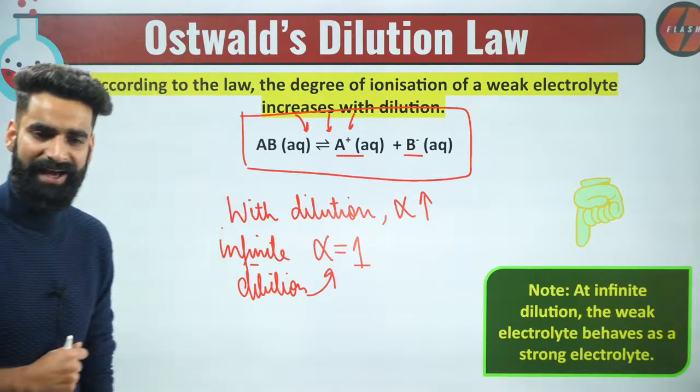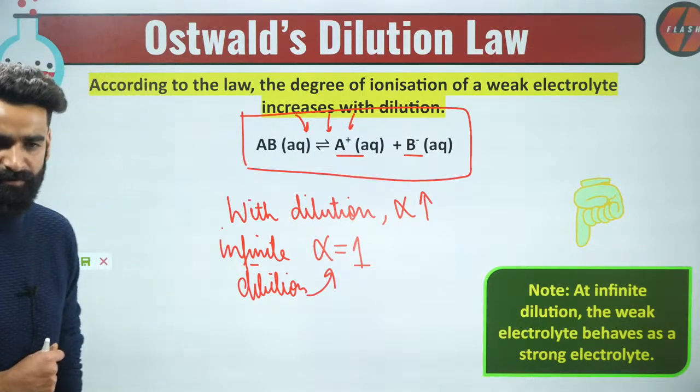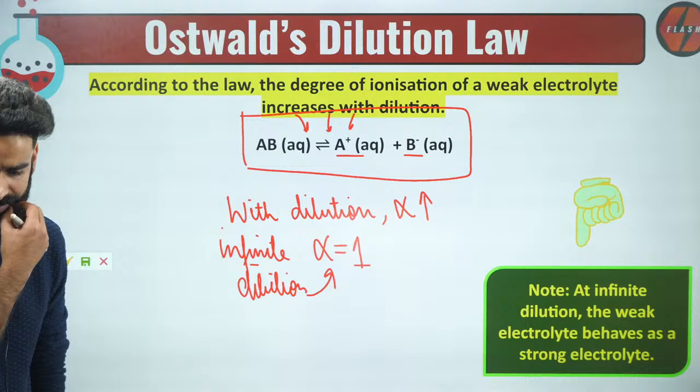Mrinmay is saying, what is alpha? Alpha is what we call degree of ionization. Bro, you watch the first session of this ionic equilibrium, then only you'll get to know what this alpha and all is. I think this is the first time you're entering into the session, yeah?